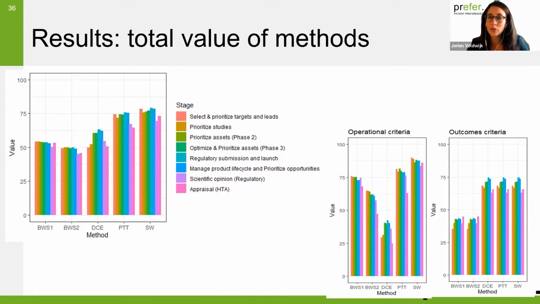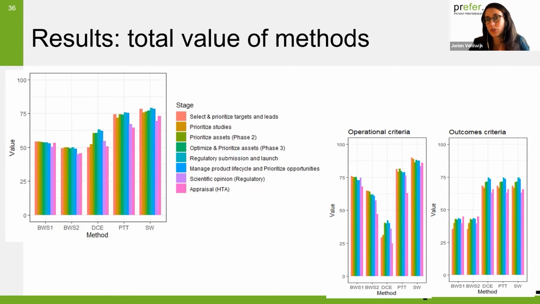If we then translate that to the scoring of methods, on the left of the slide, you can see that the thresholding technique and swing weighting score highest across all of the decision points. And then we see DCE to score highest in the late phases of industry decision making. If we split these scores up according to the different sets of criteria, as you can see on the right side of the slide, we see that especially for the operational criteria, it's the DCE that scores really low.